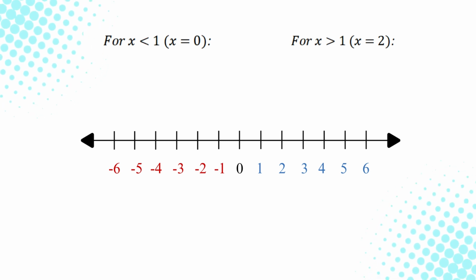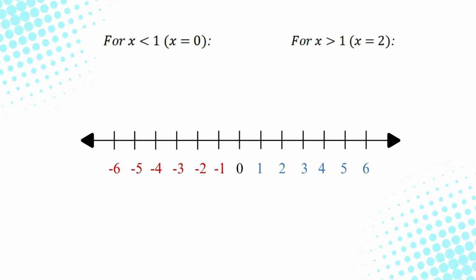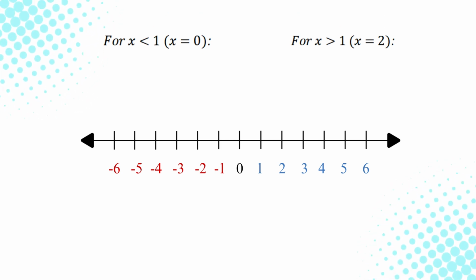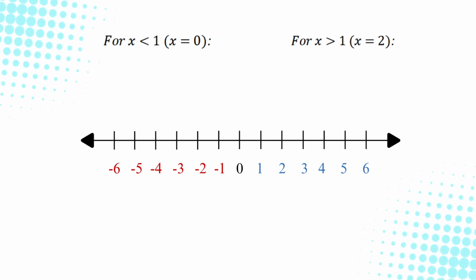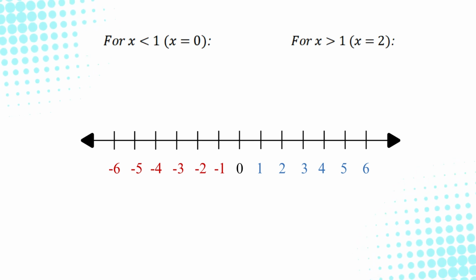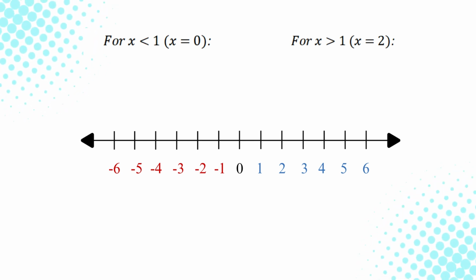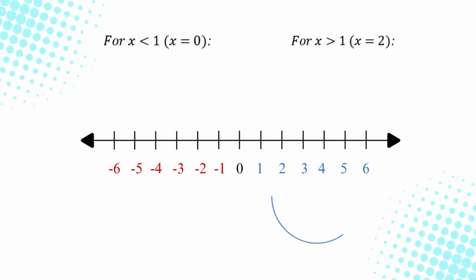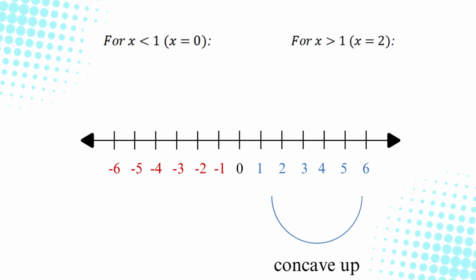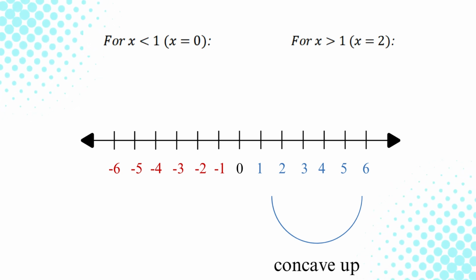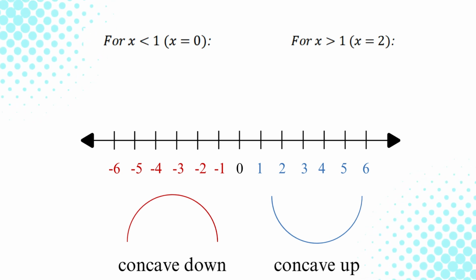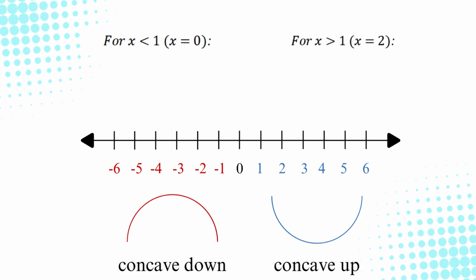So we have here a number line. The positive numbers are located on our right side, and our negative numbers are located on the left side. Now, if the result of the second derivative is positive, we can say that it is concave upward. And if our second derivative is negative, we can say that the concavity is downward.